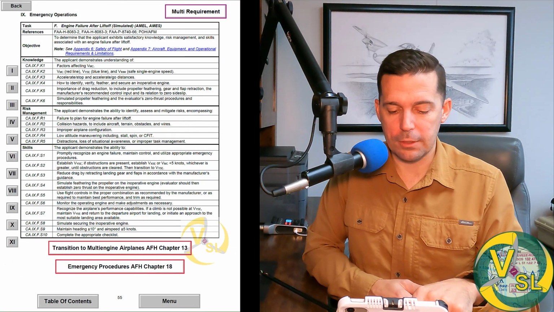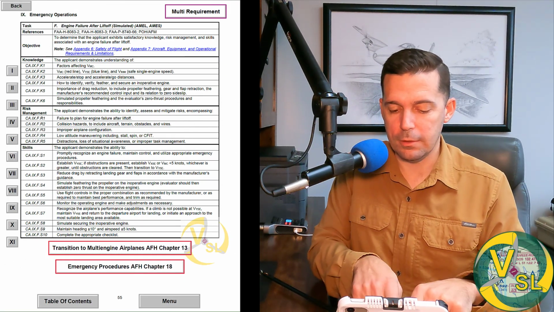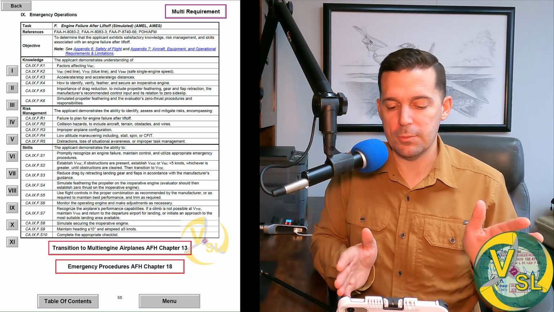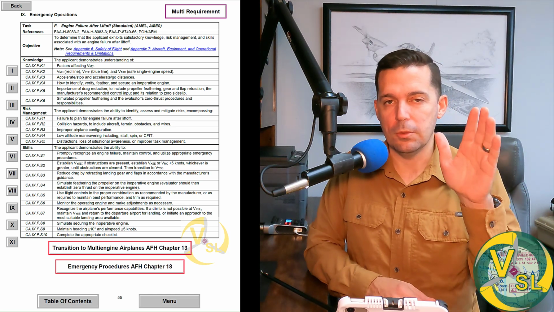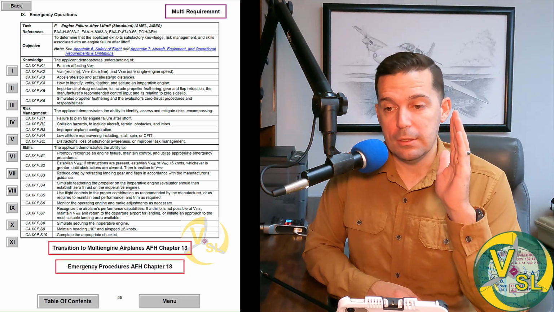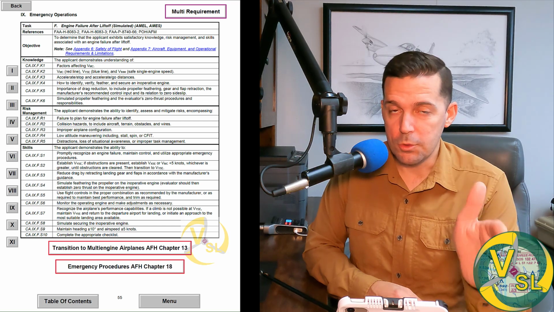Now, down here, we're going to continue just with another detail here of maintain heading plus or minus 10 degrees and airspeed plus or minus 5 knots. So that's the most difficult thing about this maneuver is if you have a heading bug on your plane, use it during this maneuver.